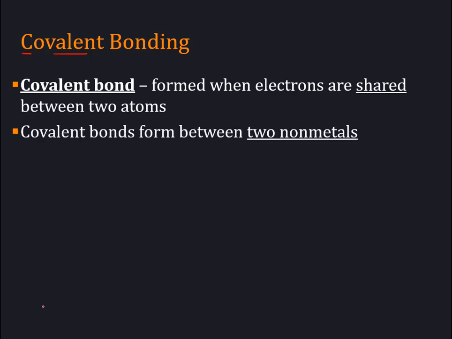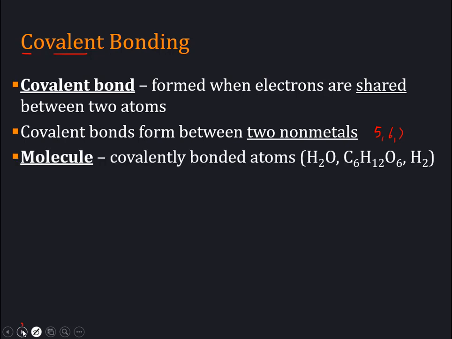Now, these only form between nonmetals because nonmetals have 5, 6, or 7 valence electrons, which means they can share one or two of them. Shared electrons get to count for both atoms, and that's going to make them feel like they have a full or 8 valence shell. Now, a molecule is what's formed when atoms are covalently bonded. Water is an example of a molecule, glucose is an example of a molecule, and H2 is an example of a molecule. So covalently bonded atoms are called molecules.